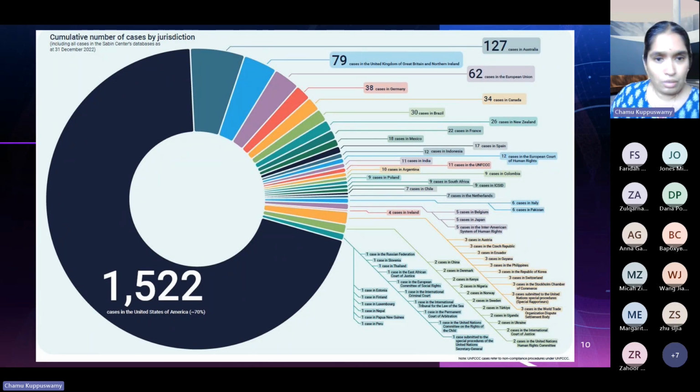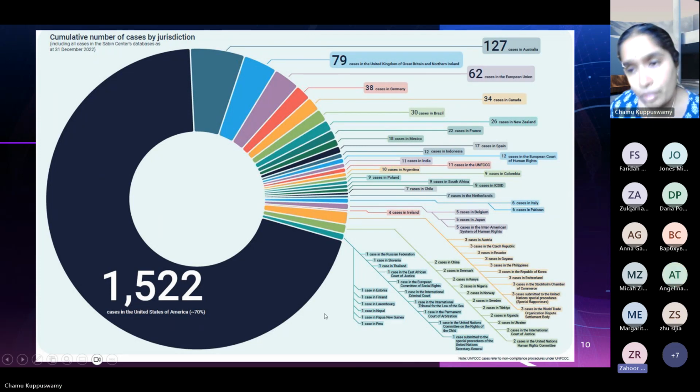Okay, so I think the diversity of forum in this chart reflects the complexity of addressing climate change. Totally agree with you. Let's see how we get there now. Sorry, you were going to say something?